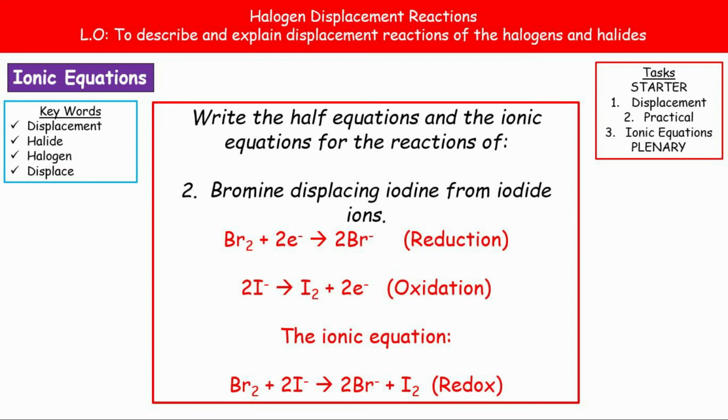For question 2, bromine displacing iodine from iodide ions, we're going to start off with our bromine, Br2, and we're going to gain 2 electrons there. So Br2 plus 2e minus makes 2Br minus, which is reduction. Then we've got our iodide ions, 2I minus, making I2 plus 2e minus. So that's the oxidation. And then when we put it together to the ionic equation, it will be Br2 plus 2I minus makes 2Br minus plus I2. And again, that's a redox. So give yourself a mark out of 3 for question 2.